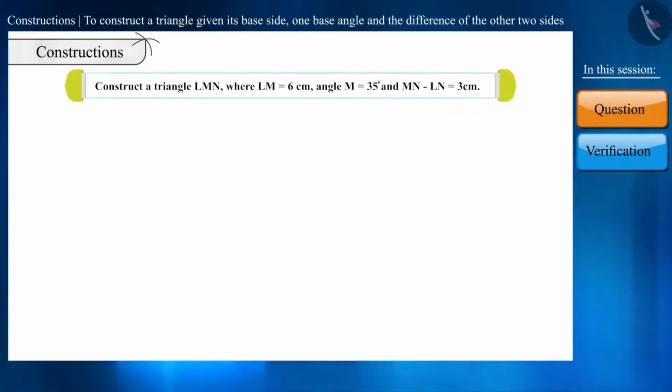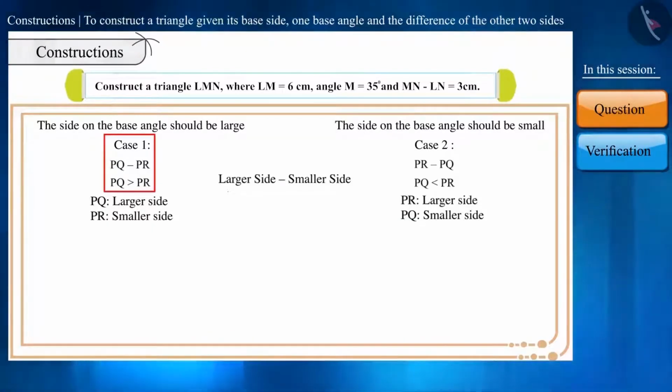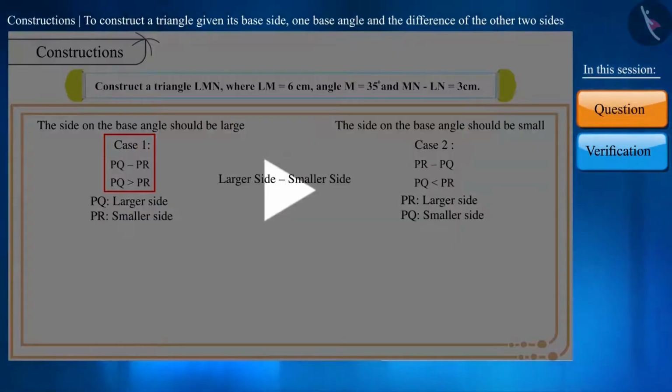Construct the triangle LMN where LM is equal to 6 cm, angle M is equal to 35 degrees and MN minus LN is equal to 3 centimeters. Friends, can you tell why we will do the construction of this triangle according to Case 1? You can pause the video and think about the answer.